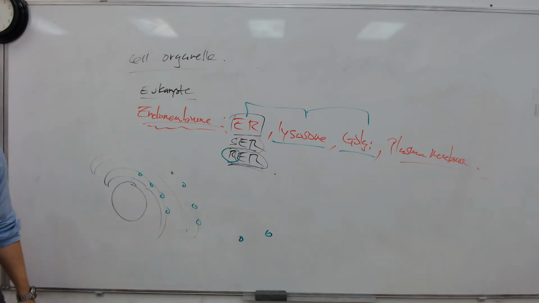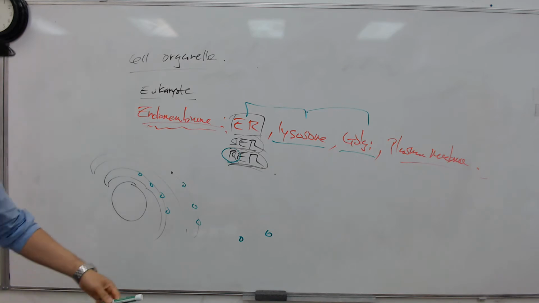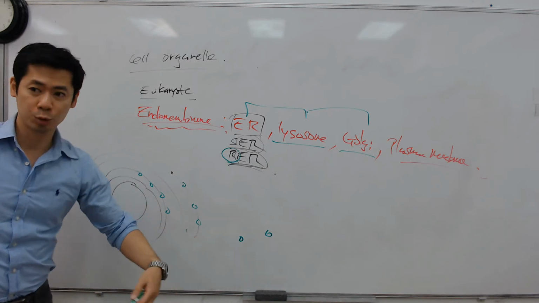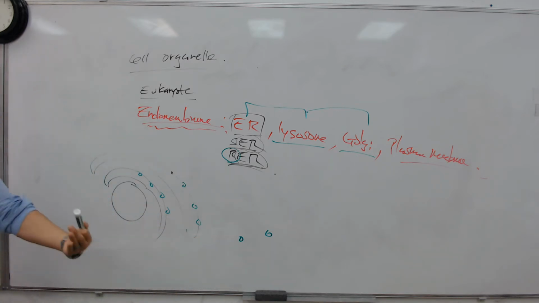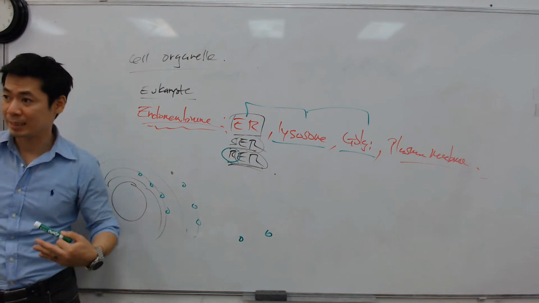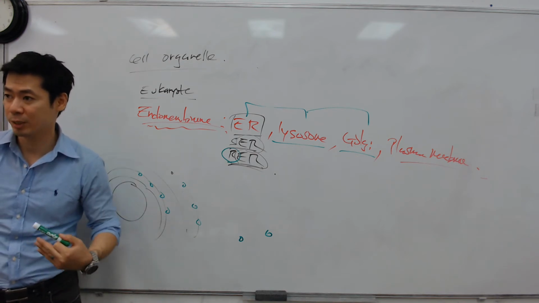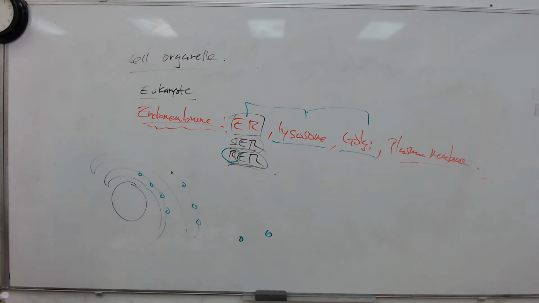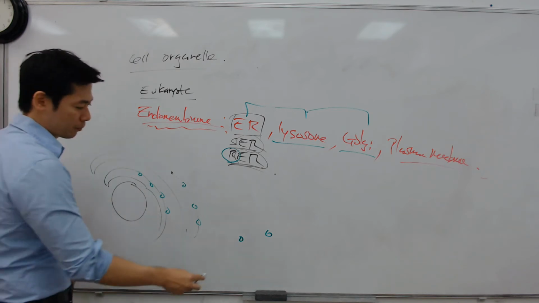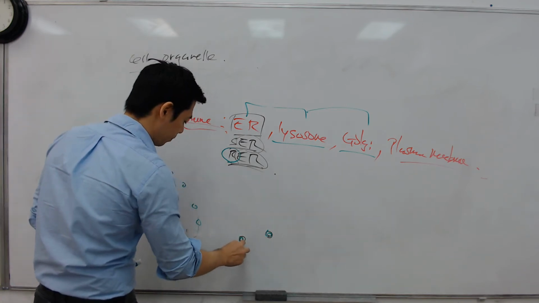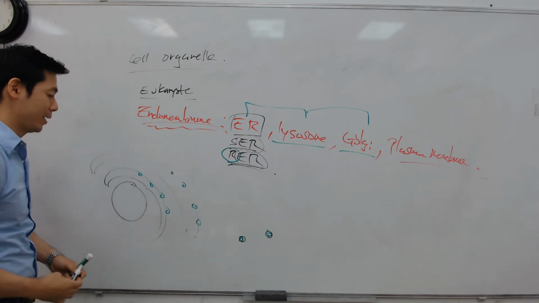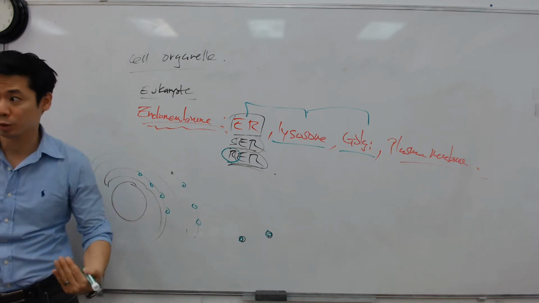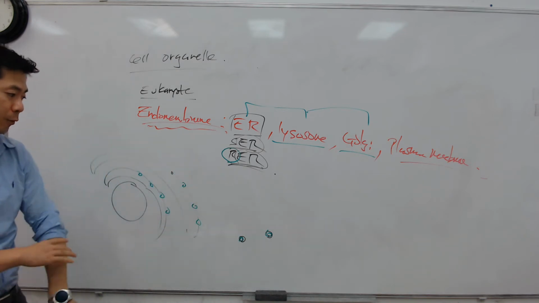Okay, so now, do you understand what they do? The ribosomes are the site for protein synthesis, the translation of the messenger RNA to a protein, right? But depending upon where the ribosome is, the targeting site for the protein is different.